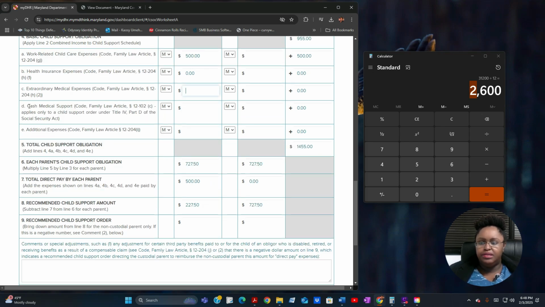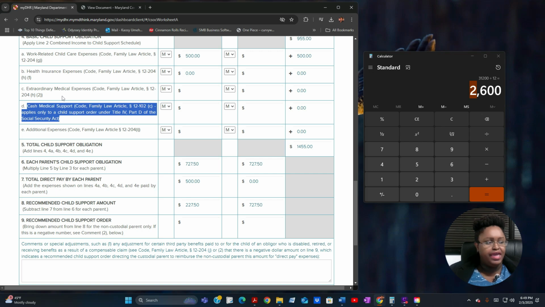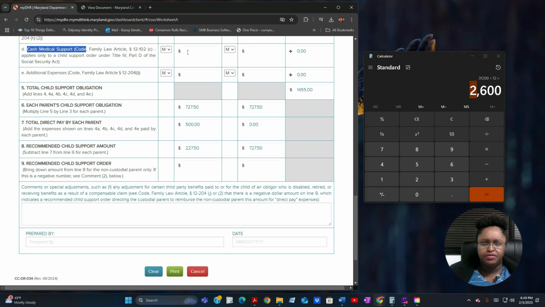Okay, so then here we have the cash medical support. For this, I always think of this as how much you'd have to pay. Let's say you have a child with allergies or asthma, you have to go to the pharmacy every month to buy the asthma medication or the allergy medication. So we put that in here. But in this case, this child does not have extraordinary medical expenses and they don't have any cash medical supports. So we put zeros in here and zeros in here.